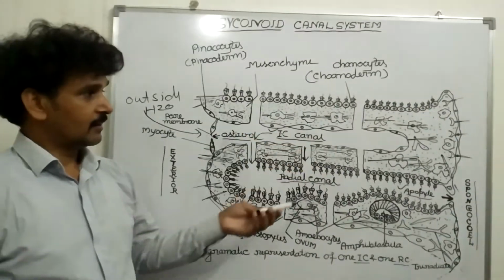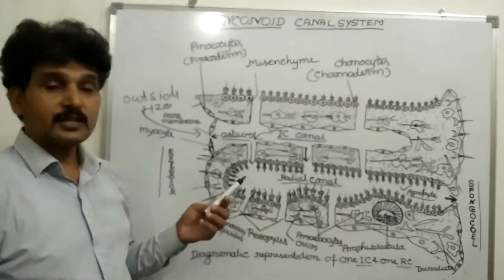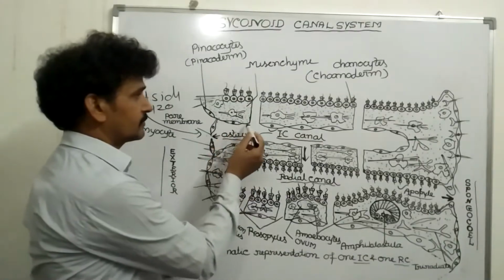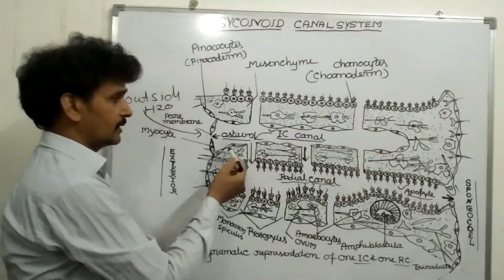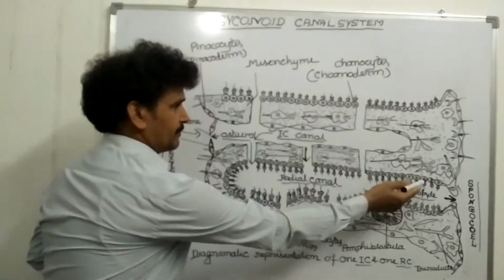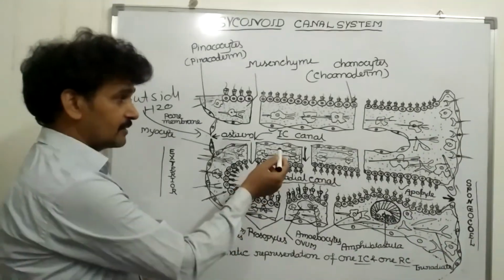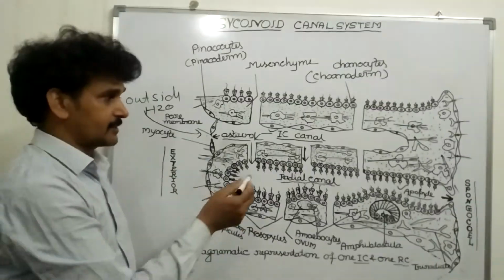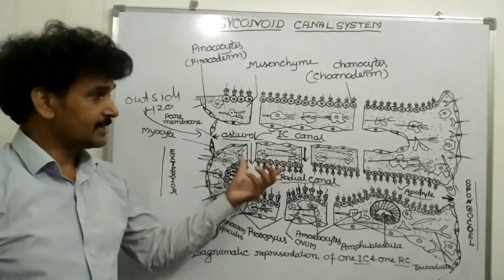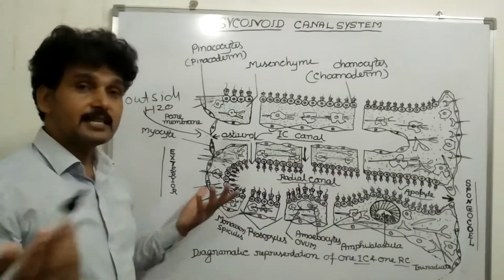There are three body layers. First, the outer pinacoderm, and inner choanoderm, and in between these two layers, pinacoderm and choanoderm, there is an intermediate layer, that is the mesenchyme.